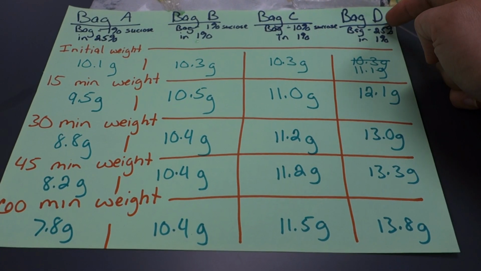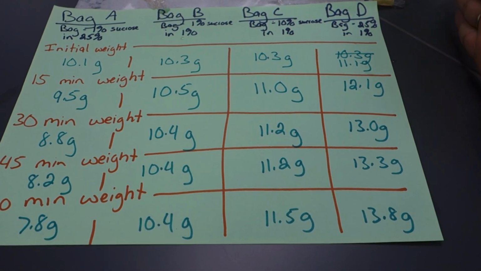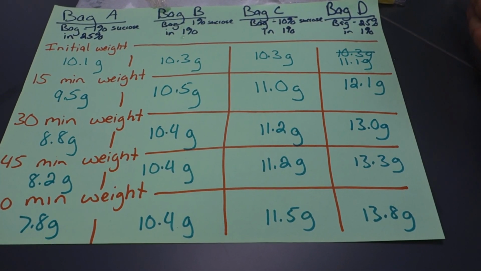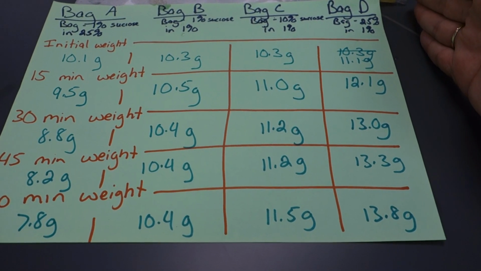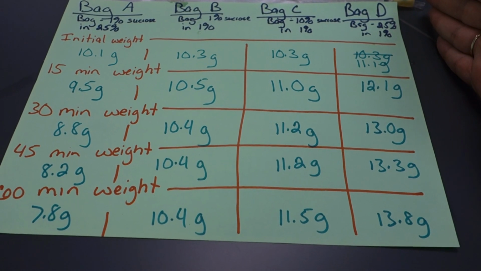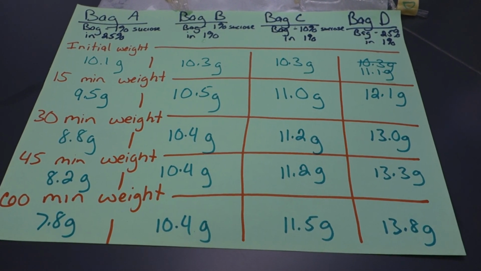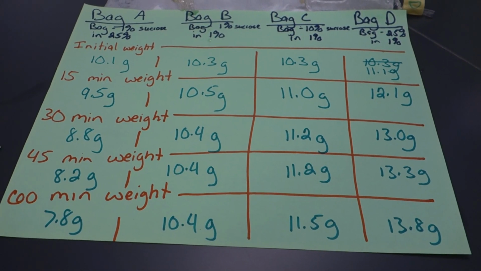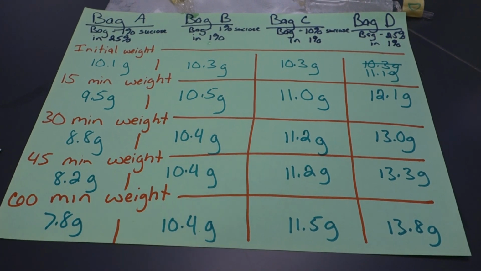Bags C and D gained weight because water was going from a higher concentration of water outside the bag to a lower concentration of water inside the bag, so that caused them to gain weight. Water moved. Now in bag A, we saw the opposite. Since it was in a hypertonic environment, the water left the bag to try to equalize the concentration on the outside of the bag.